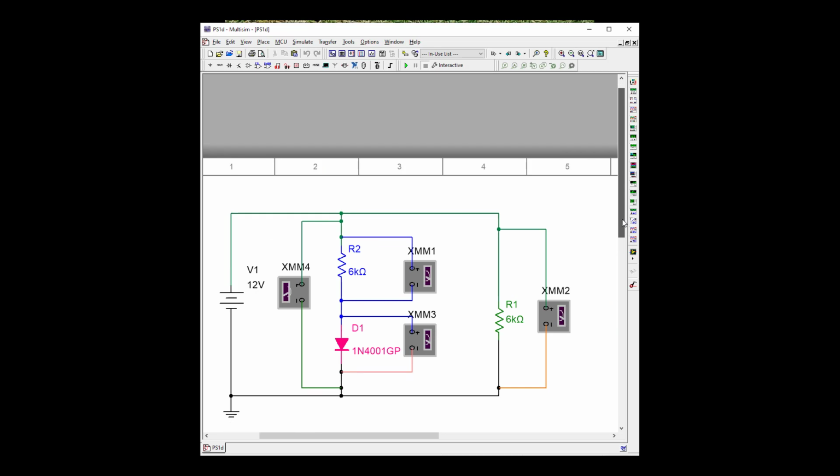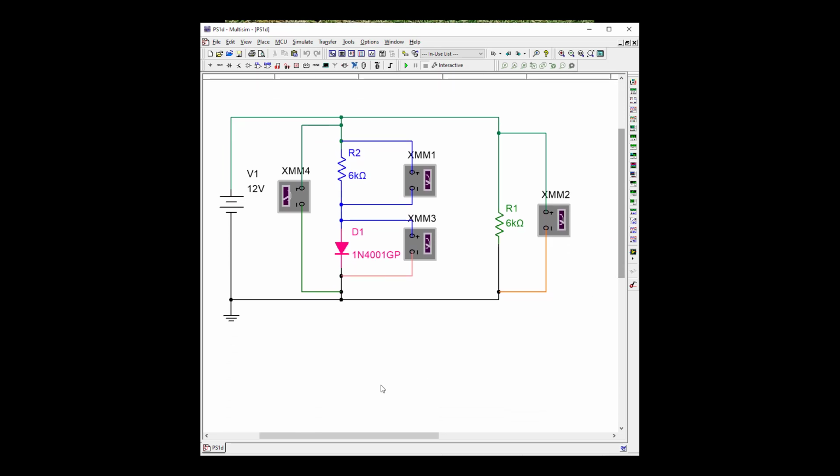Okay, here we have a parallel circuit. We have a voltage source, a diode and a resistor, and then in parallel we have another resistor. Our voltages are going to be the same in both of these legs because they are in parallel. Okay, so let's start it and turn on our meters.